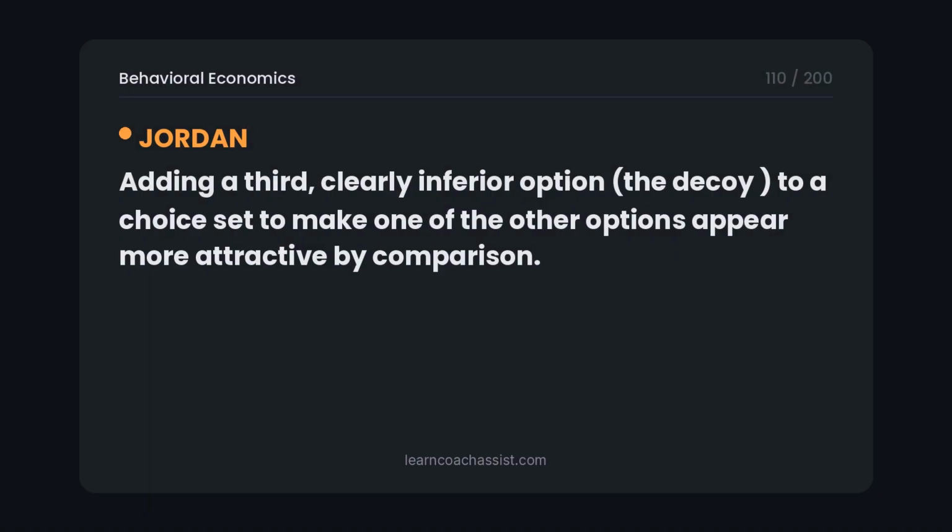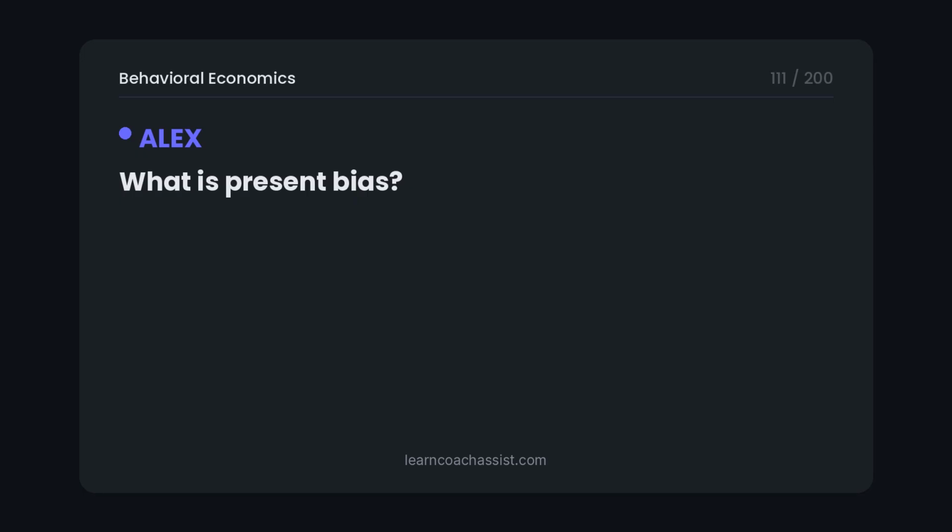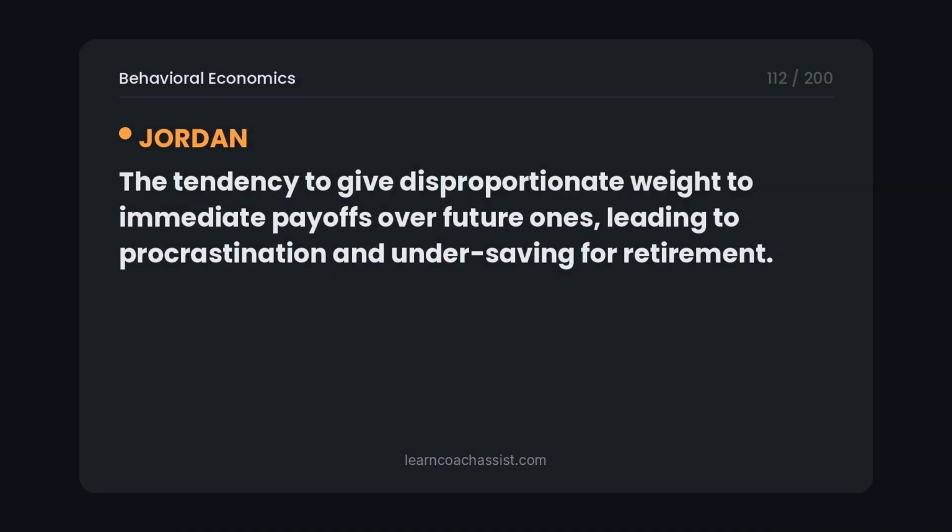What is the decoy effect, asymmetric dominance? Adding a third, clearly inferior option, the decoy, to a choice set to make one of the other options appear more attractive by comparison. What is present bias? The tendency to give disproportionate weight to immediate payoffs over future ones, leading to procrastination and undersaving for retirement.